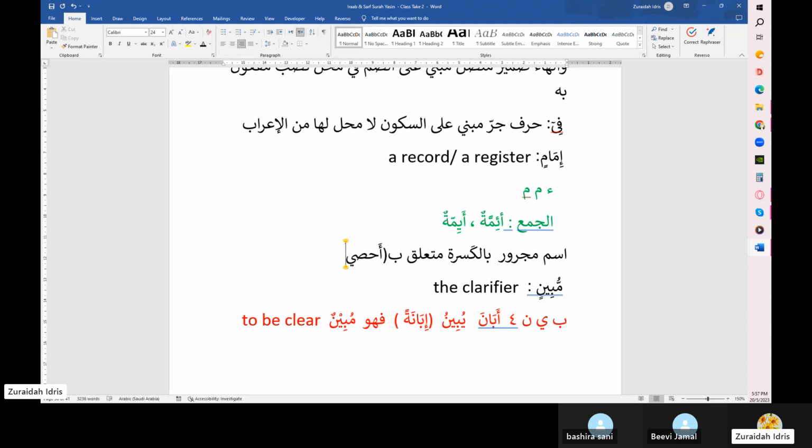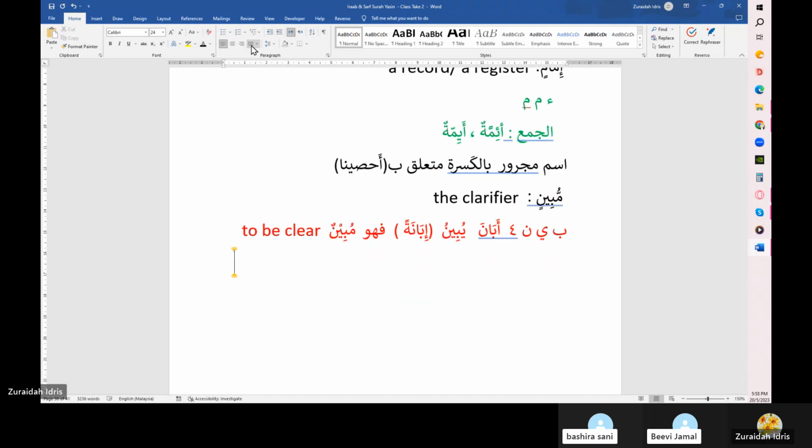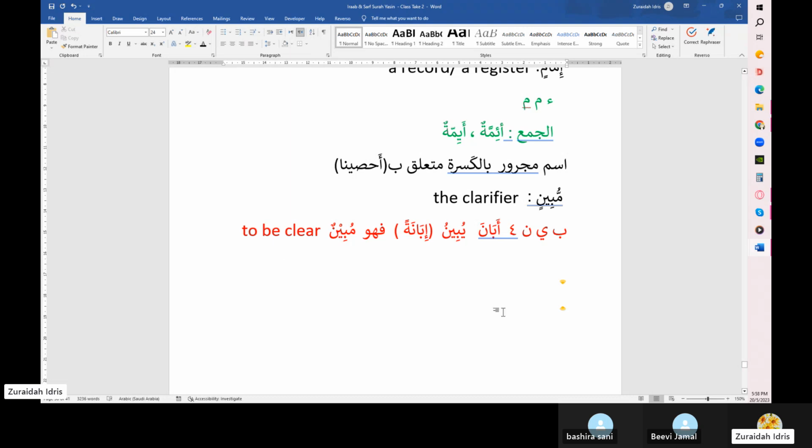So when we do the translation, this should help us. Imamin mubinin looks like a موصوف and صفة. So this is the sifa. I have to type first, then only it moves down. So this is a sifa, and it is of course مجرور بالكسرة also. Sorry, that's not how you spell sifa: صاد، فا مربوطة. صفة لإمامي.